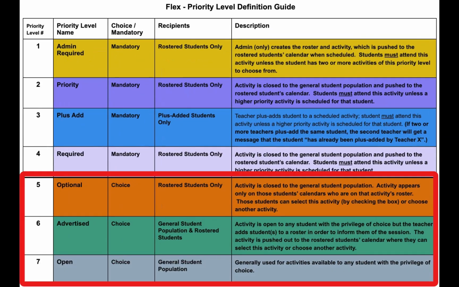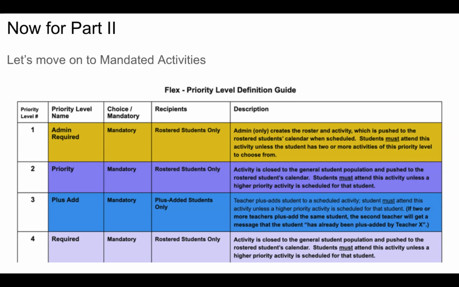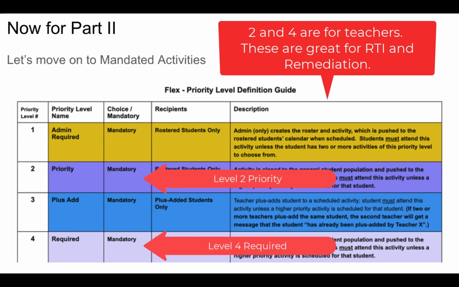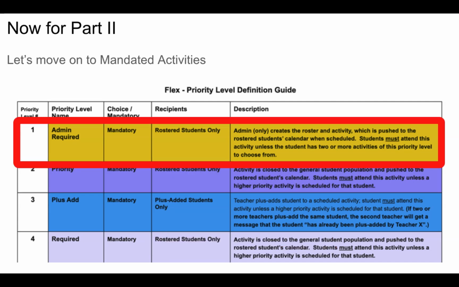So to summarize, options 7, 6, and 5 at the bottom there, those are choice activities, and students can make changes to their registration choice up until the school's cutoff time. Now that we've discussed the voice and choice activities, we're going to take a deep dive into the mandates. So if you're running remediation, RTI, test prep, or anything else that you need to mandate kids to attend, you're going to want to create an activity at the number 4 or 2 level. Number 1 is for admins only, but it is a mandated activity level.